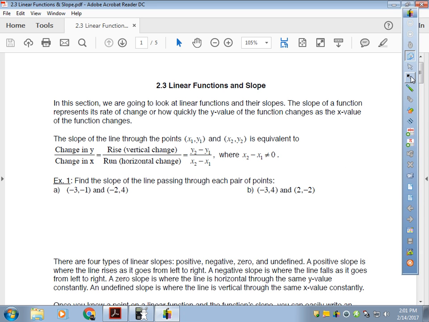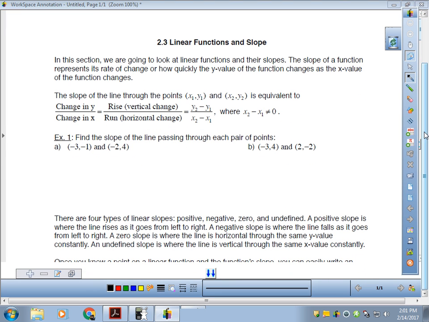Okay? And so what we're going to do in our first example here is we're just going to find some different slopes. So that's just to find the slopes of the line passing through each pair of points. We use the letter M to abbreviate slope, so M for slope. We're going to do y2, which is 4, minus y1, which is negative 1, over x2, which is negative 2, minus x1, which is negative 3.